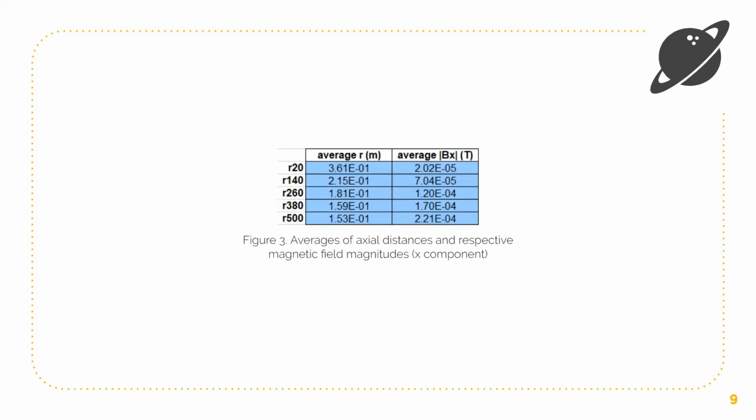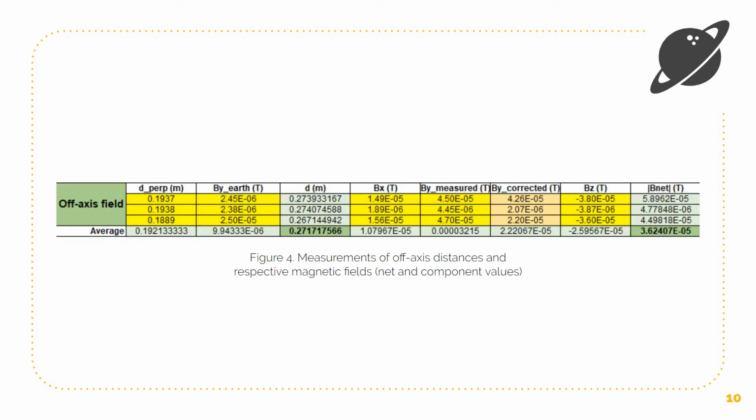Figure 3 displays the averages of the previously collected data with distance in the left column and the magnitudes of the x component of the magnetic field on the right. Finally, Figure 4 displays the distances and the magnetic field components of the perpendicular dipole measurements. By corrected subtracts By Earth from By measured because of Earth's contribution to the magnetic field measured in the app with its own magnetic field.